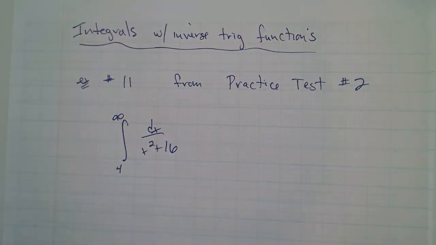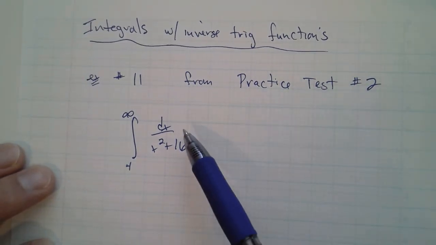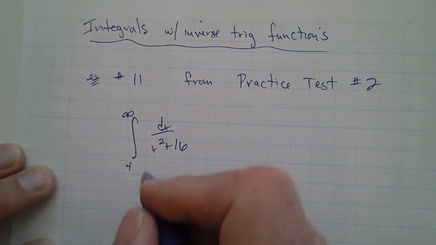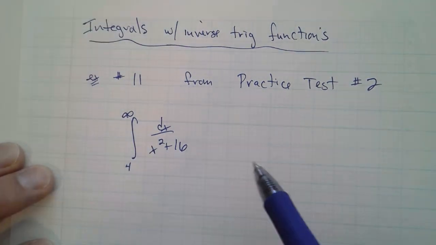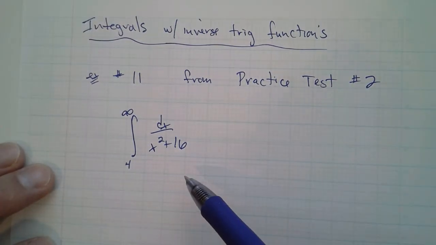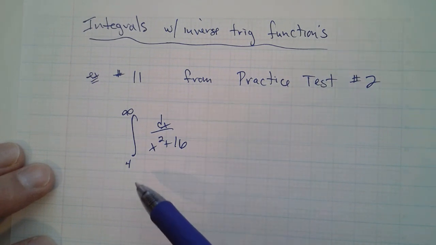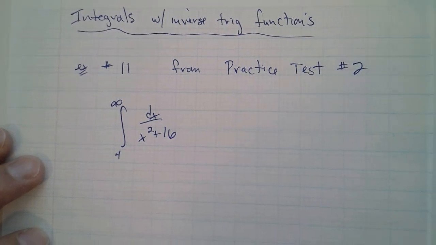Alright, so integrals with inverse trig functions. One example is number 11 from practice test number 2, where we've got this. So maybe it's finding the antiderivative that might be confusing, or maybe once you have the antiderivative, how to evaluate it from 4 to infinity, that might also be confusing.